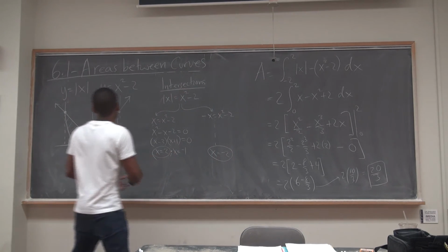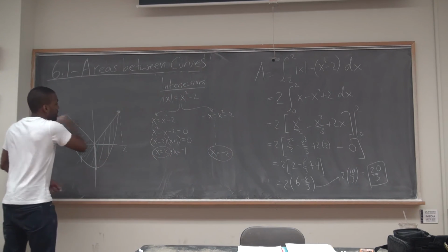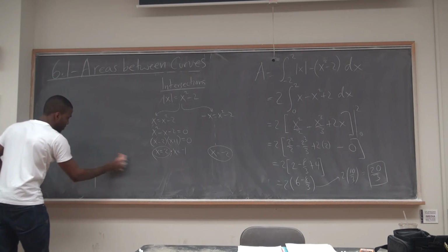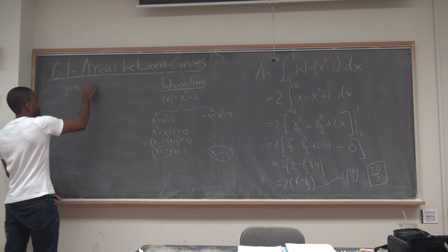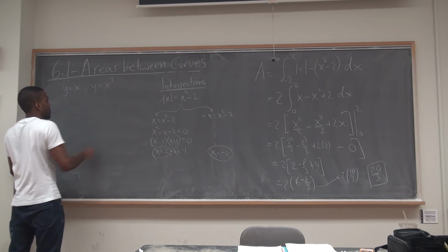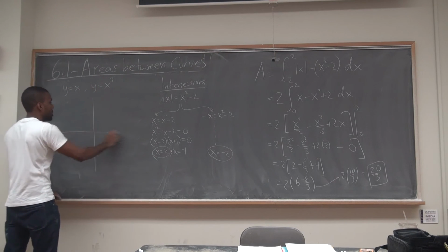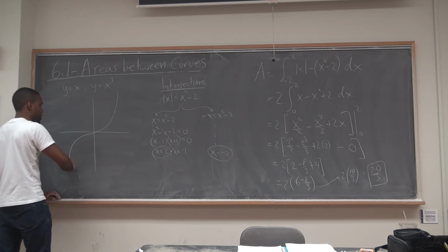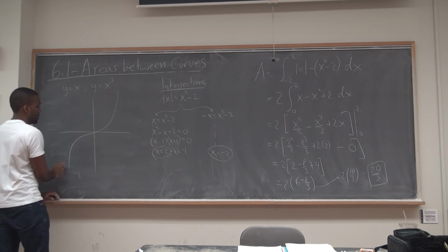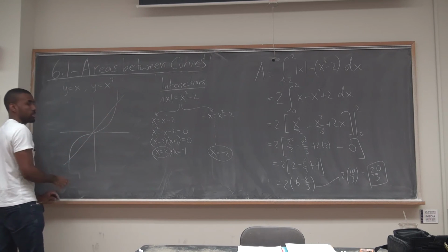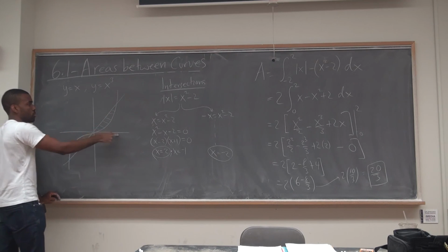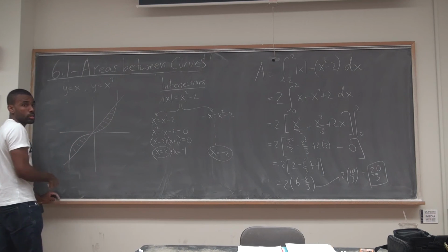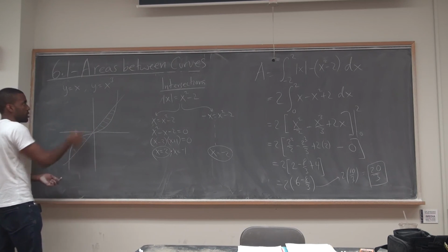You could have something like y equals x cubed, or some cubic where you'd have something like this going on, and then you'd have something like that. You two still have symmetry. This side would be the same as that side. So you take it from 0 to 1 and double the answer. So it doesn't have to be even, but you'll be able to tell when something is symmetric.